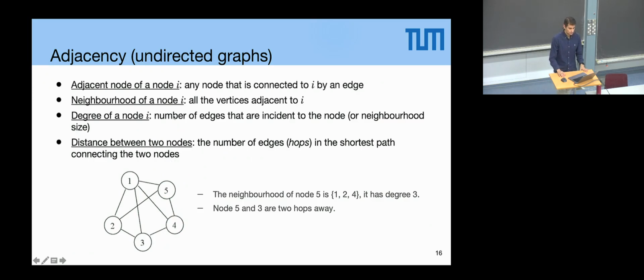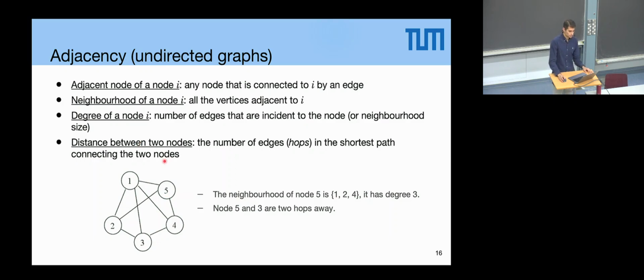Okay, so now we'll have a look at some concepts related with adjacency. First, we will begin by considering undirected graphs. So the first concept is the adjacent node of a node. We say that node 1 is adjacent to node 5 because there is an edge connecting them. Other adjacent nodes of node 5 are 2 and 4. And we say that all the adjacent nodes of a node form the neighborhood. So the neighborhood of node 5 consists of nodes 1, 2, and 4.